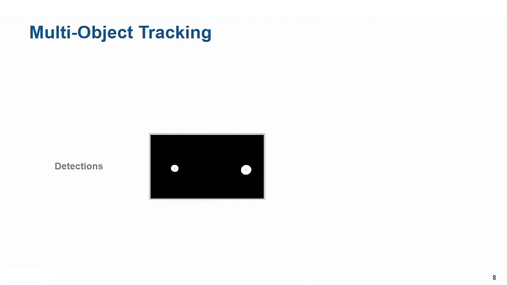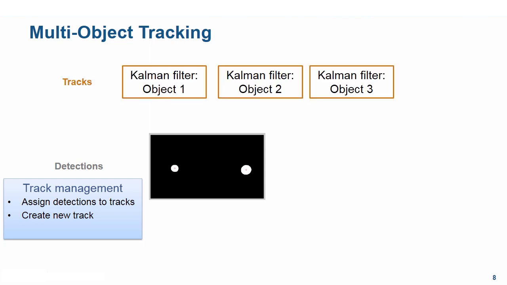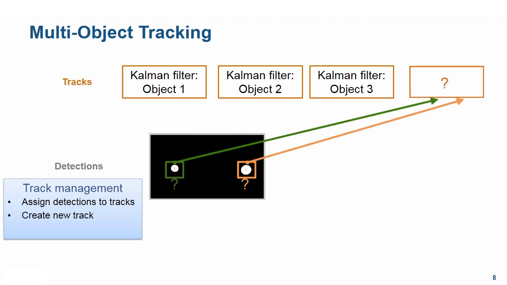Suppose we have two detections in our current frame as shown here. Based on this, we would need to implement a track management system. Let's see the logic to do this. Suppose that our algorithm has already created 3 tracks. Each one of these tracks has a Kalman filter associated with it. We have 2 detections in the current frame and need to assign these 2 to either existing tracks or create new tracks.